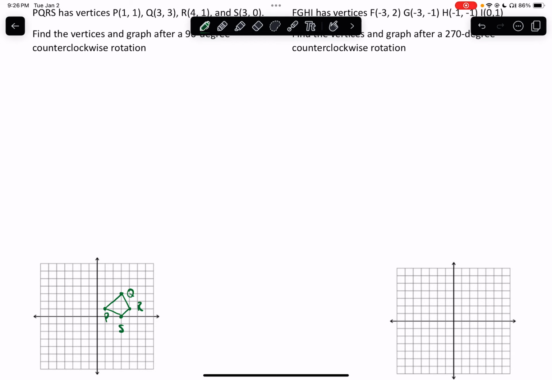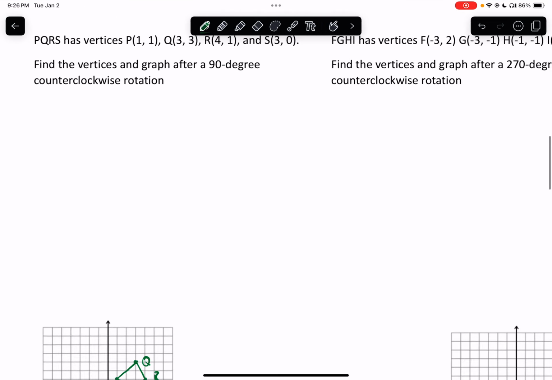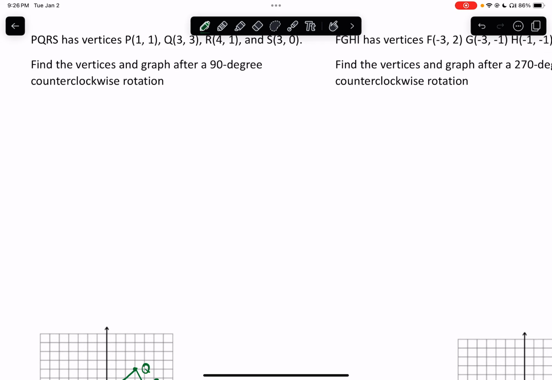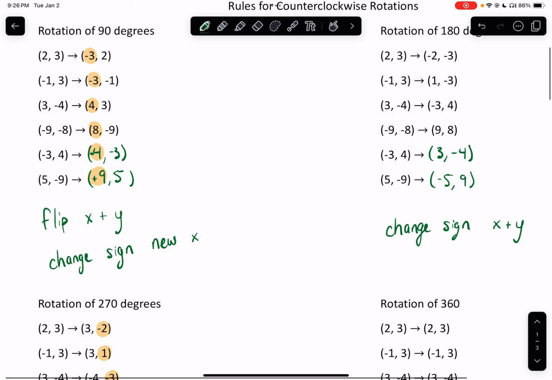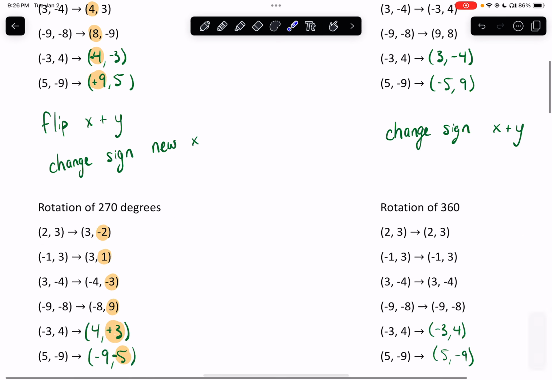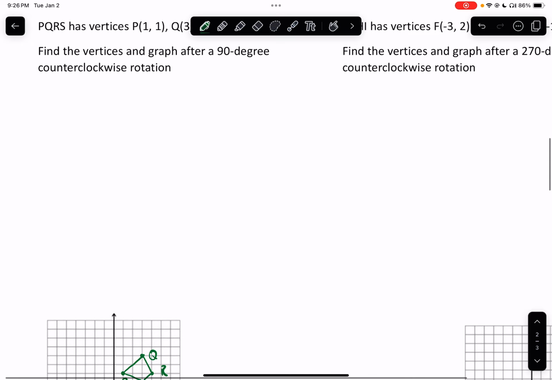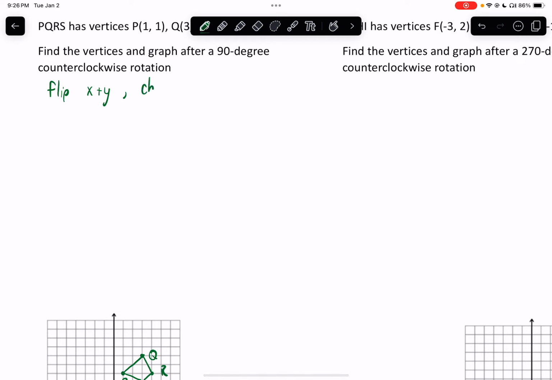So shape looking like this. Good. And so really all I want to do is just apply my 90-degree rotation rule. And so again, just kind of peek up here. My 90-degree rotation rule, I'm going to flip my x and my y, and then I'm going to change the sign of the new x. Flip my x and my y, and then change my new x.